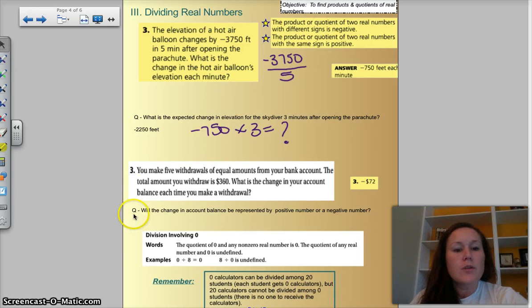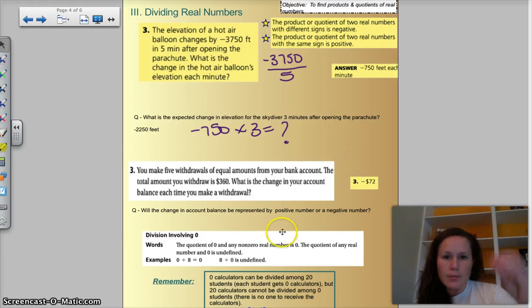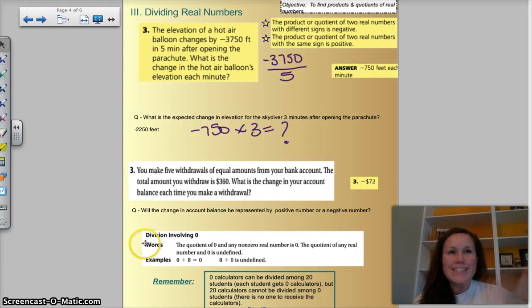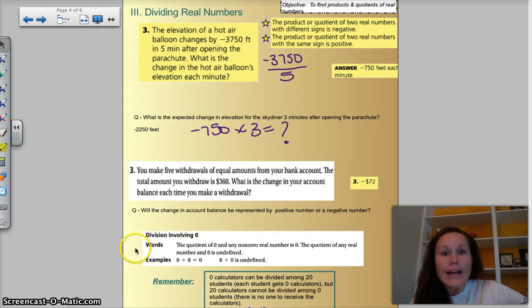All right, so this question says, will the change in the account balance be represented by a positive or a negative number? Well, we already showed you it's a negative number because every time you make a withdrawal, it's going to be represented by negative. You're pulling money out, that's negative. Just like when you buy a lunch in your lunch account, that's probably the better example. If you buy a lunch in your lunch account, you are pulling money out because you're buying something. It's negative $3.50 or however much it costs you for a lunch.